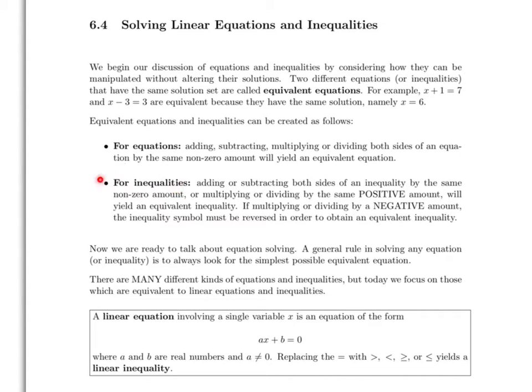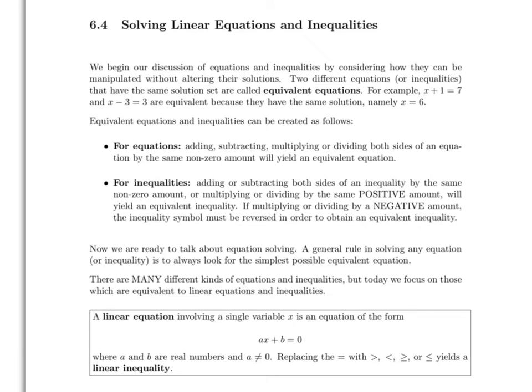For inequalities, the same is effectively true with a small addition. Adding or subtracting the same non-zero amount to both sides of an inequality, or multiplying or dividing by the same positive amount, will yield an equivalent inequality. However, if you multiply or divide an inequality by a negative amount, the inequality symbol will need to be reversed in order to obtain an equivalent inequality.